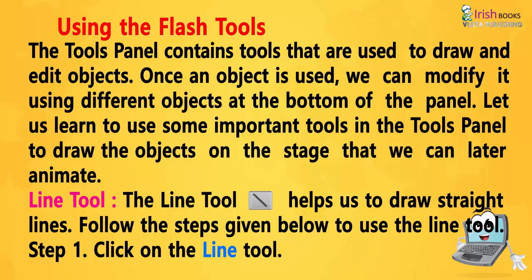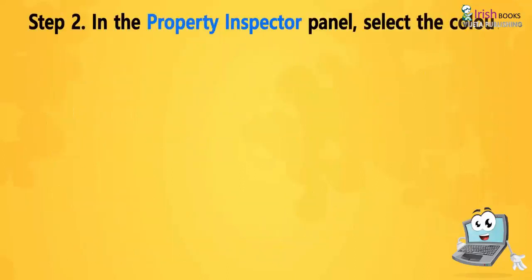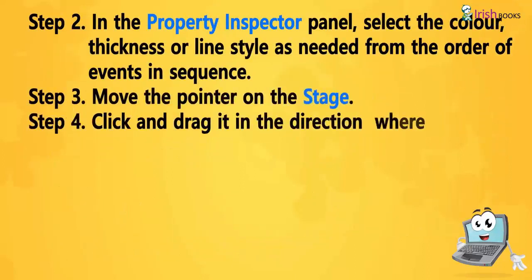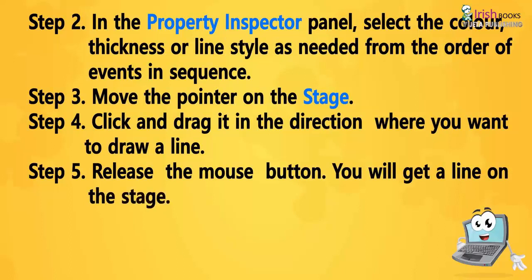Step 1. Click on the Line tool. Step 2. In the Property Inspector panel, select the color, thickness or line style as needed. Step 3. Move the pointer on the stage. Step 4. Click and drag it in the direction where you want to draw a line. Step 5. Release the mouse button. You will get a line on the stage.